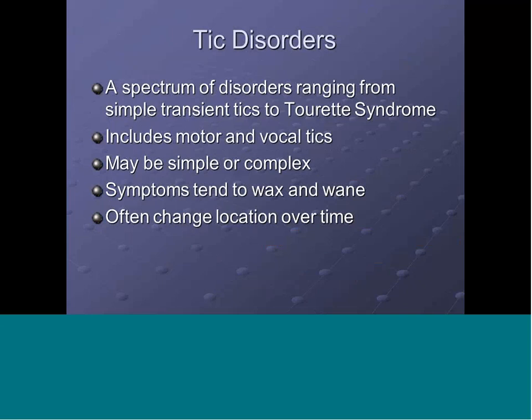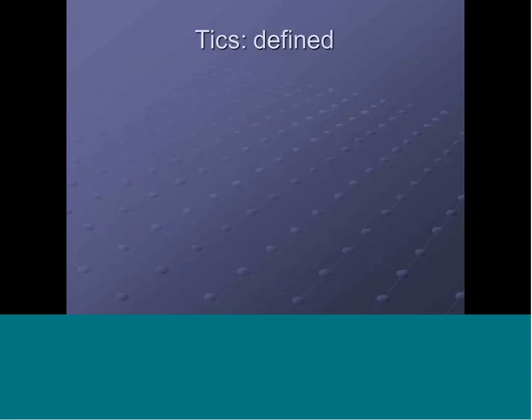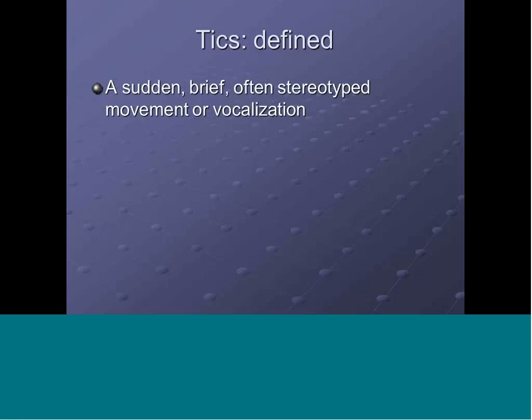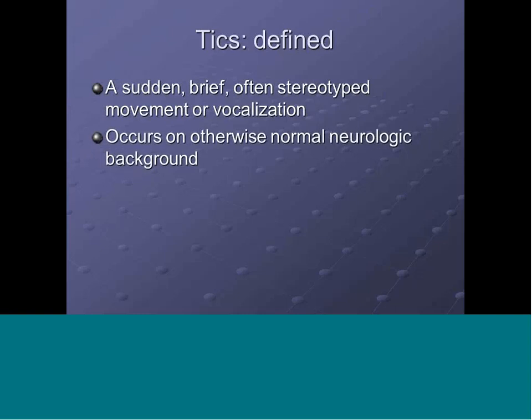It includes motor and vocal tics, which can be simple or complex, and the symptoms tend to wax and wane, often change location over time, and often resolve over time as well. So they're basically defined as sudden, brief, often stereotyped movements or vocalizations, occurring on an otherwise normal neurological background, usually suppressible. So we ask these kids or young adults if they can suppress them, and most of the time they are able to.